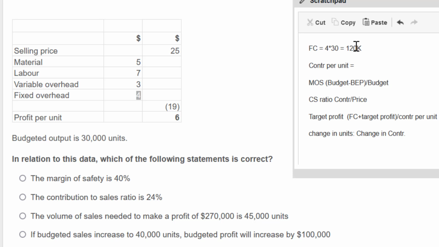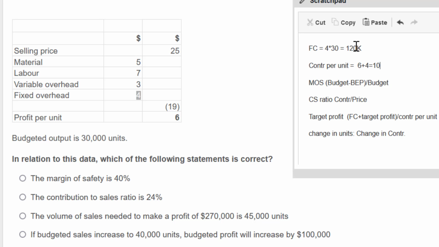Contribution per unit, as you remember, that is the selling price minus the variable costs. And we want to get rid of that fixed overhead. That's under absorption costing. Remember, we have that fixed overhead per unit. So a quick way to do that would simply be to add the fixed costs to the profit per unit, right? So that would be 6 plus 4 equals 10. Guys, I'm writing this out for the demo. In the real exam, something like that, just do it mental math. Okay, I just want to show you here for this demo what's happening.